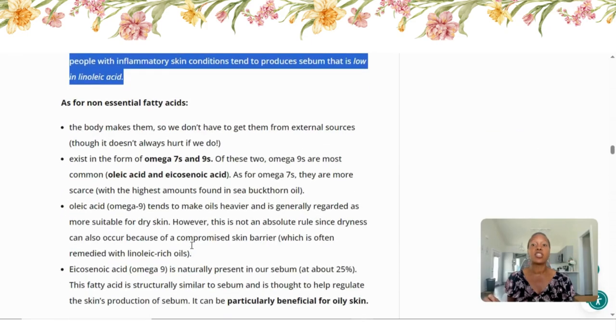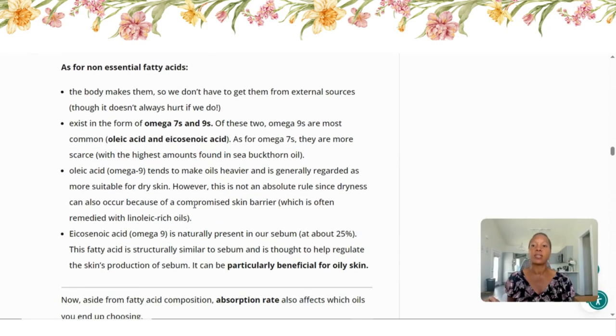Now let's talk about the non-essential fatty acids. So these are fatty acids that the body is able to make on its own. So technically speaking, we don't have to get them from external sources, or don't have to rely on external sources only. Now, in the category of non-essential fatty acids, you will find omega-7s and omega-9s.